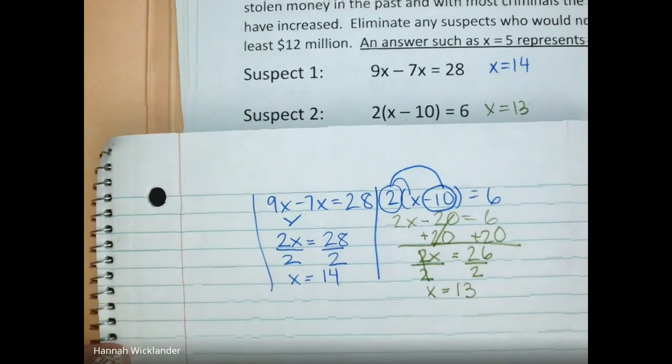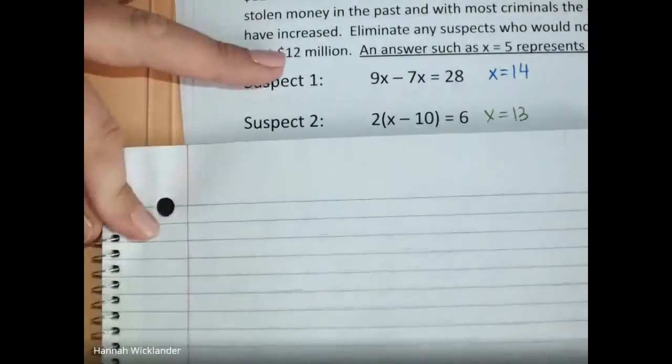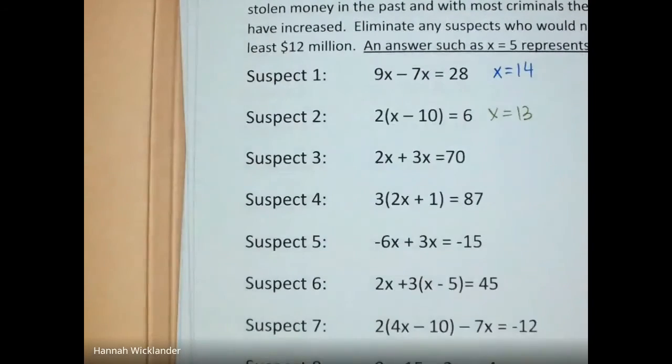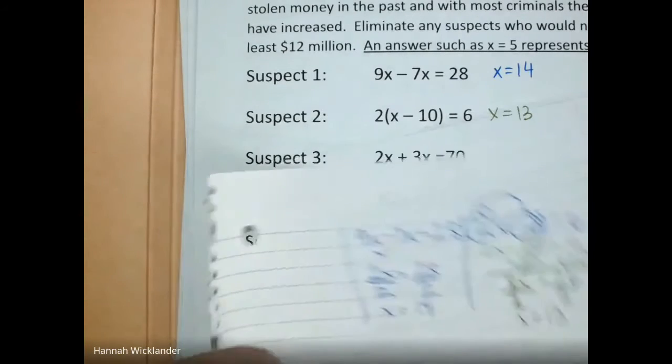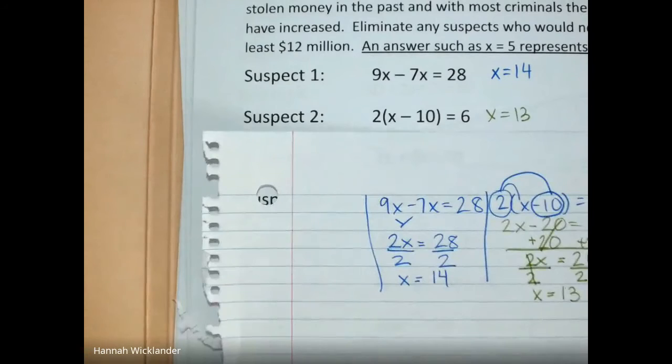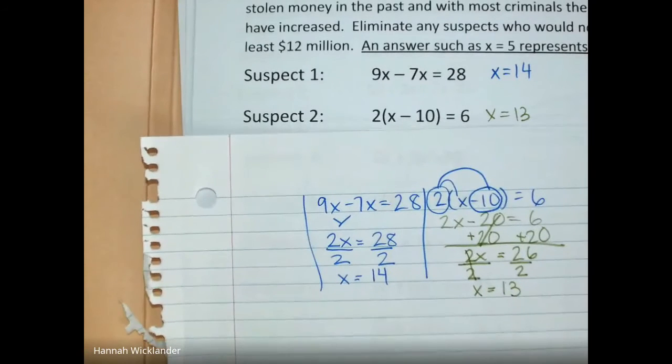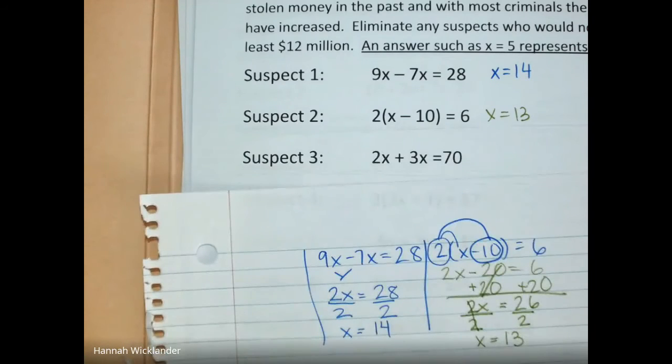Does anyone need me to go over it again on how I got 13 as my answer? So let's go to evidence 3. Looks like I have 7 people that have signed into it. Good job. You can work ahead if you want, or we're just going to be doing these problems right now. Okay, moving on to number 3.